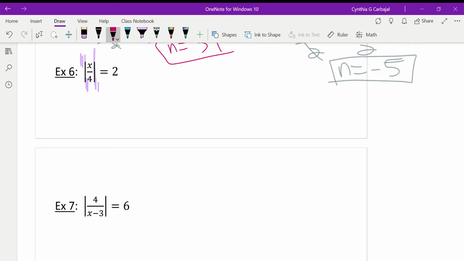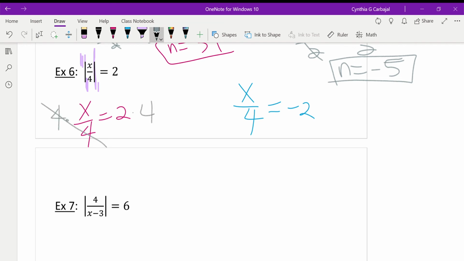Alright, example 6, we have nothing in front and nothing in the back of the absolute value. So I can already split it into 2. x over 4 equals positive 2. x over 4, which is divided by 4, equals negative 2. And then the opposite of dividing is multiplying, so we multiply, which will cancel that out.